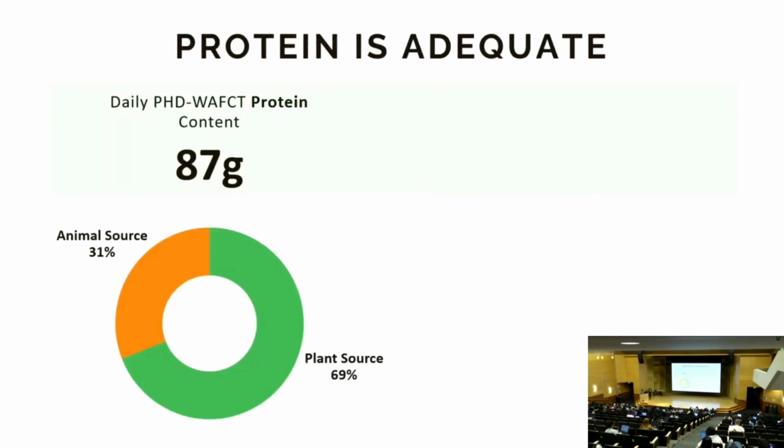Additionally, when looking at whether protein was adequate, based on the nutrient reference value from the FAO saying adults need 50 grams of protein generally per day, we came up with 87 grams of protein. 31% of those came from animal sources and 69% from plant sources. So when we think about the plant-animal protein ratios that Adam showed previously, we're at that 30-70 sort of ratio.